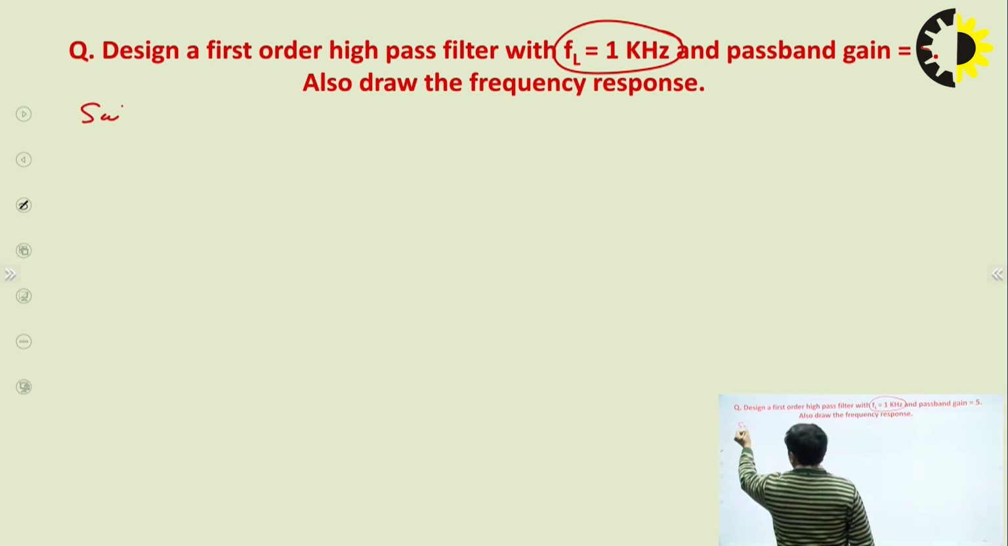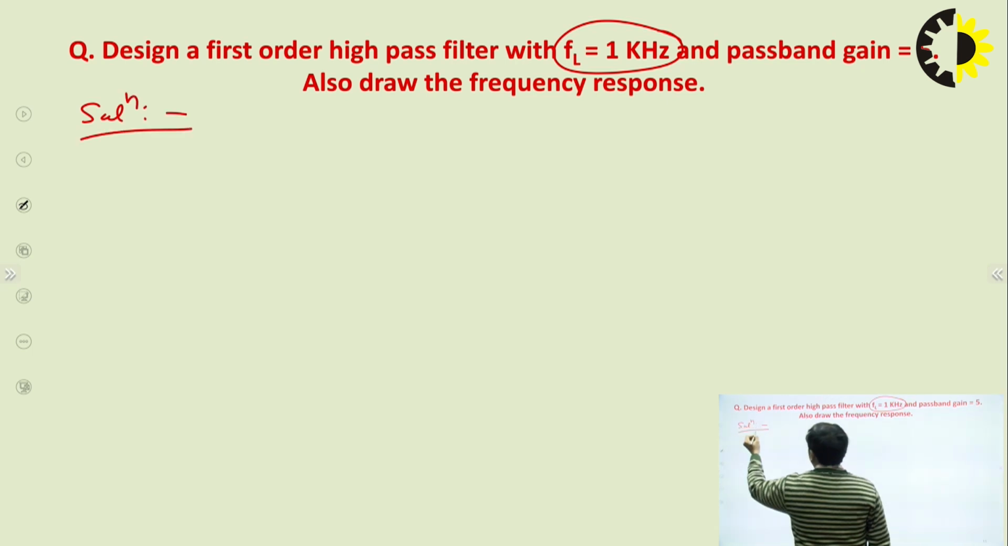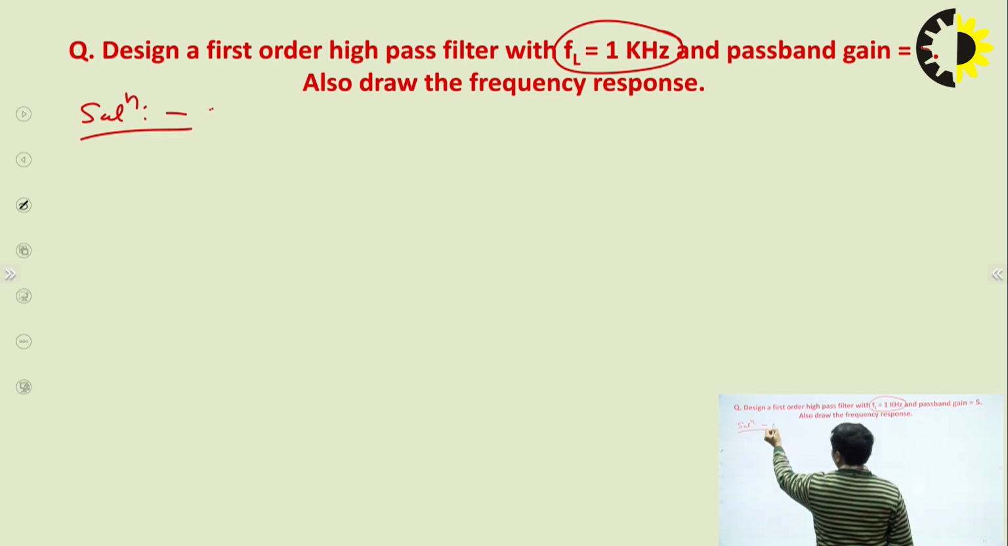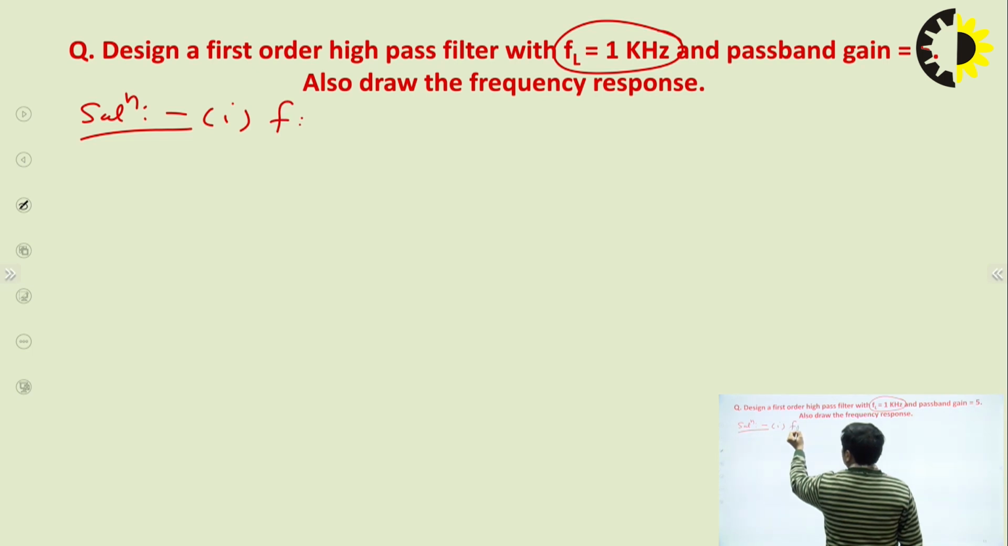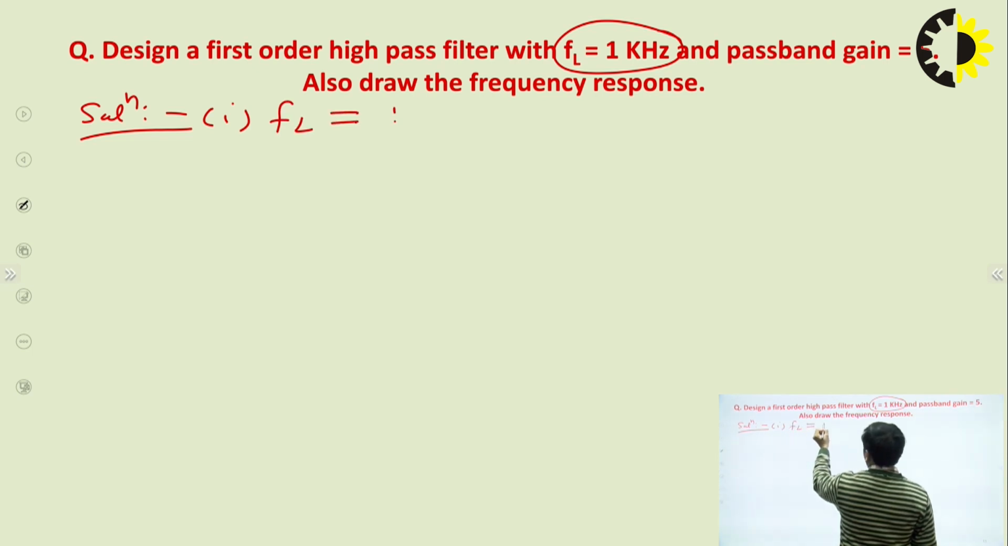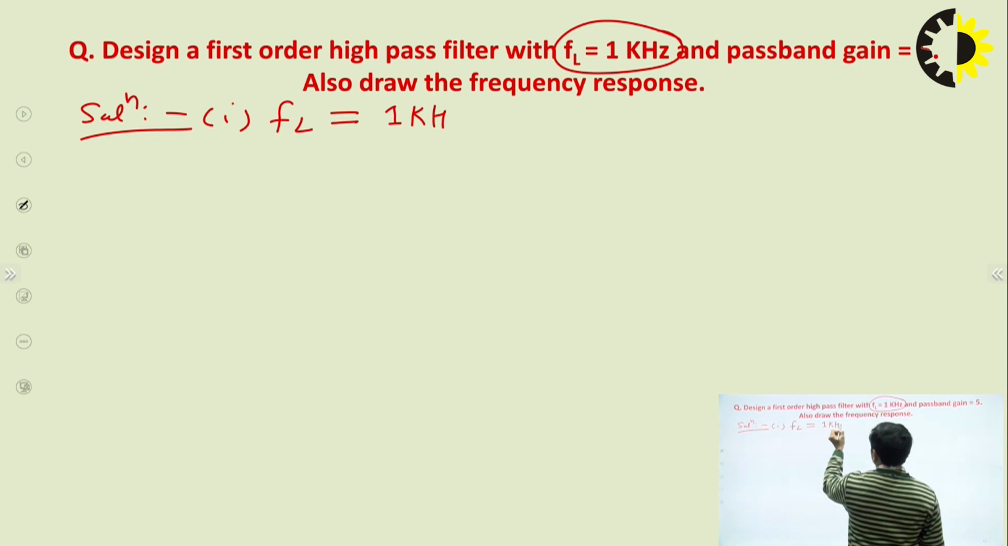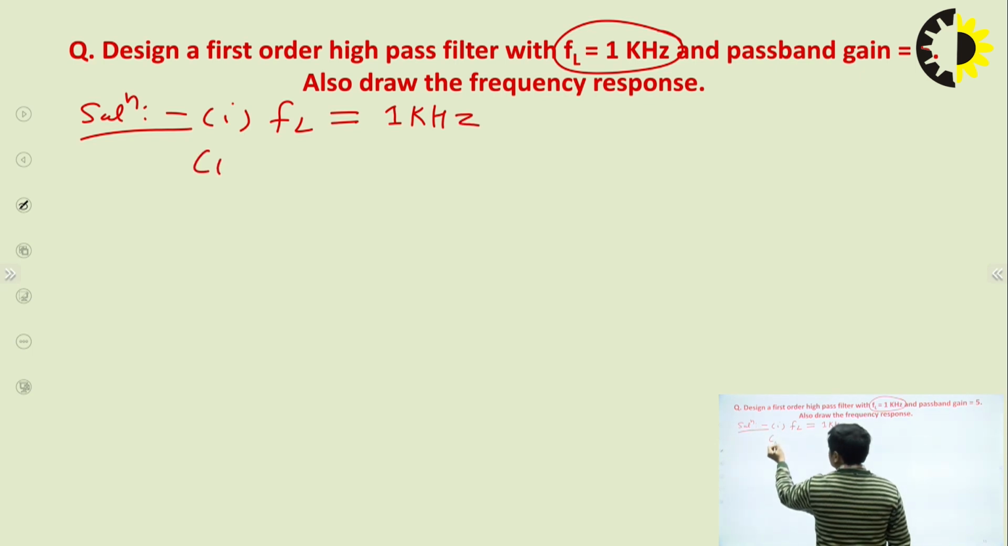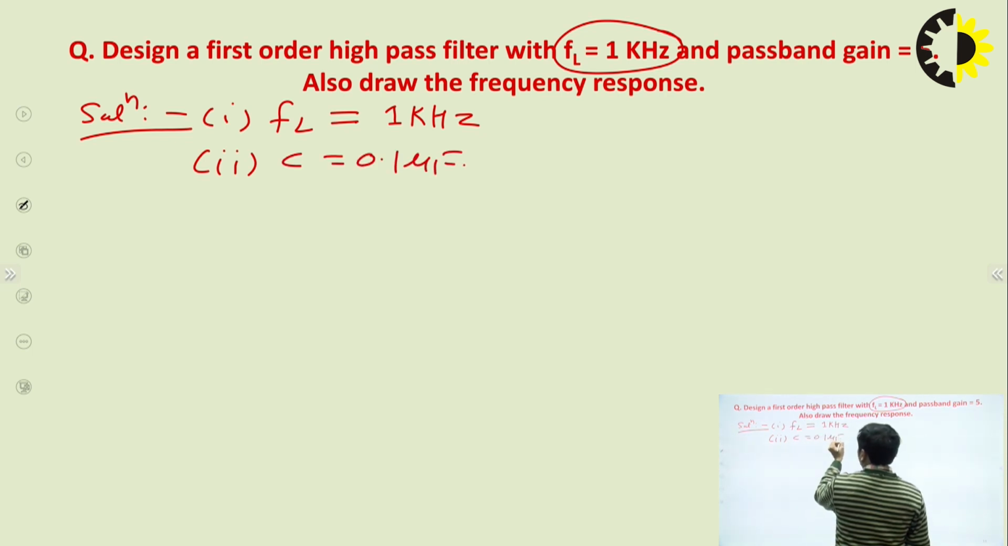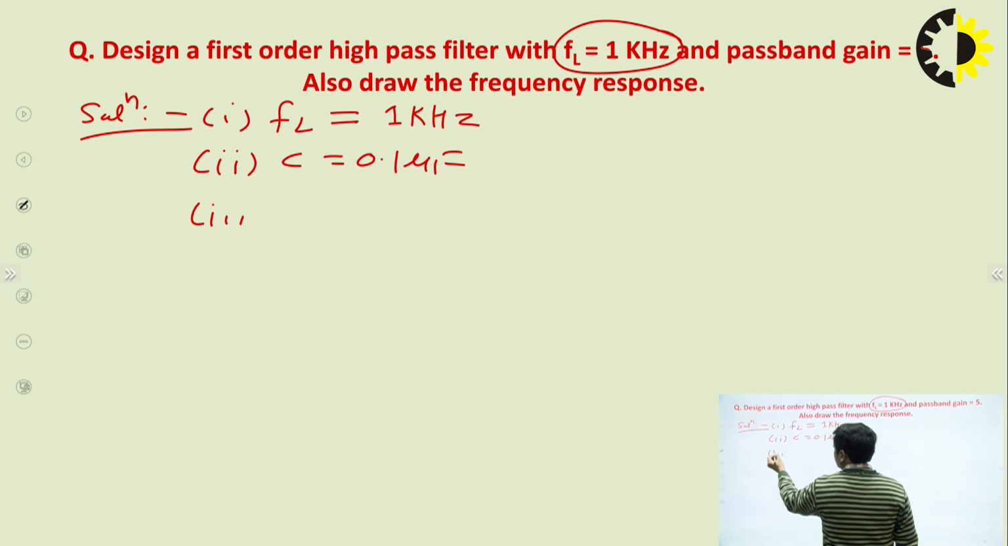So go with the step by step. So step 1 is FL. What is the value of FL? 1 kilohertz. So it is given in the numerical. In second step, just decide, so just select some value of C. Let's take C is equal to 0.1 microfarad. Step 3 is calculate the value of R.